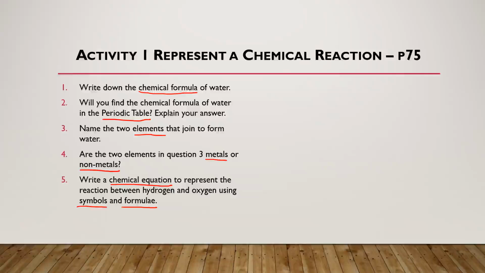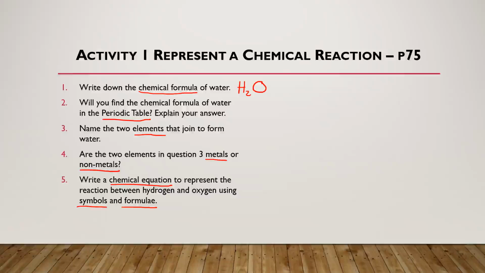Okay, so question 1 is write down the chemical formula of water. And we know that a chemical formula is basically writing down the elements within a compound using their symbol. So if we have hydrogen and oxygen, that's water, right? And together it makes the compound water, and the chemical formula for that would be H2O. H subscript 2 and O. So that is as simple as that is for the chemical formula of water.